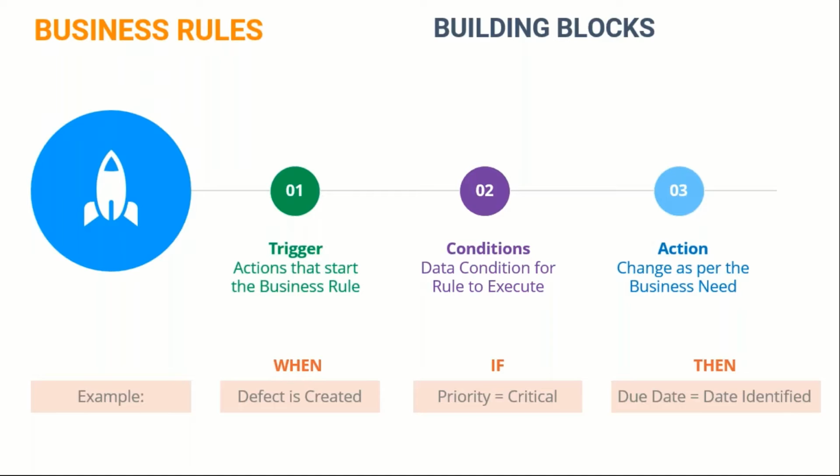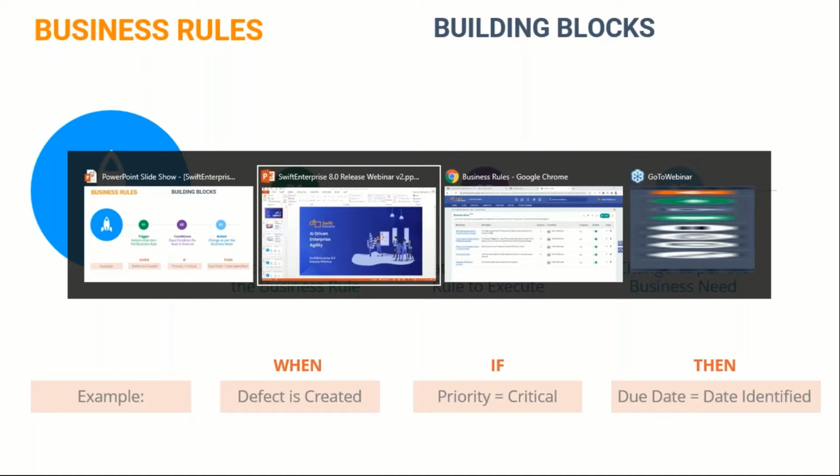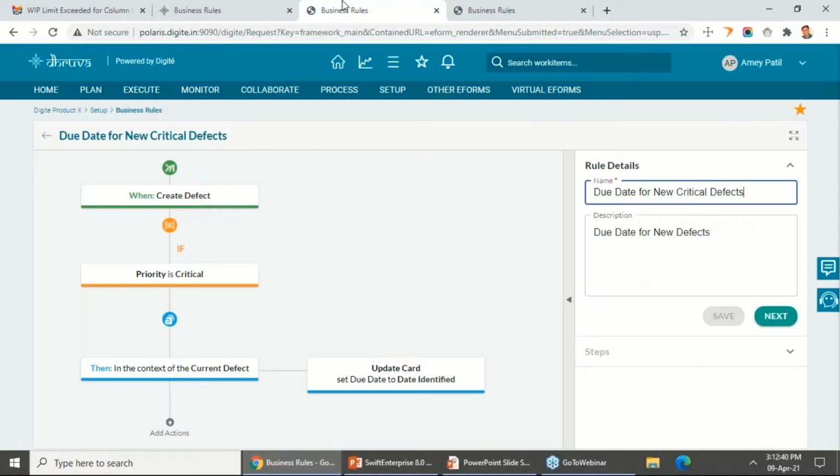Now let's look at how this will translate inside the application. So this is how it looks. I was talking about the visual map here. So when a defect is created, if the priority is critical, then for the context of the current card, update the due date to what has been defined as the date identified. So this is the way one would look at it once the rule has been built.